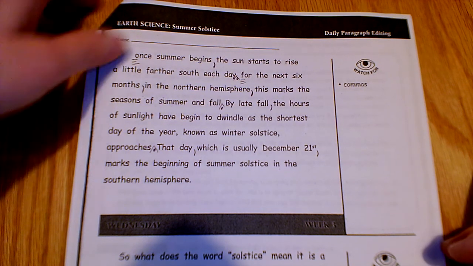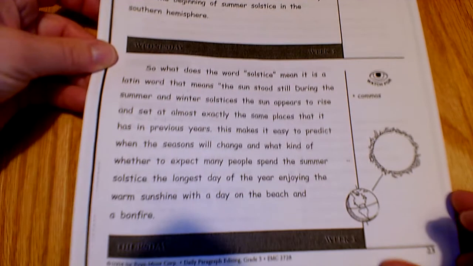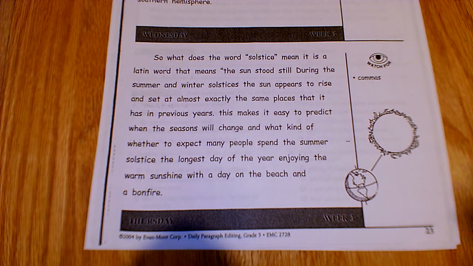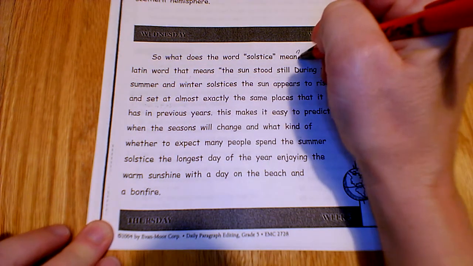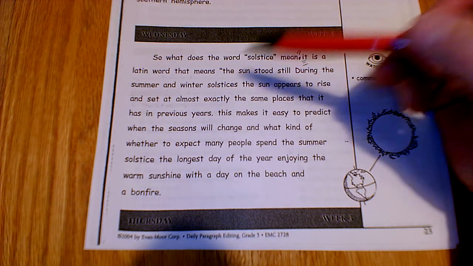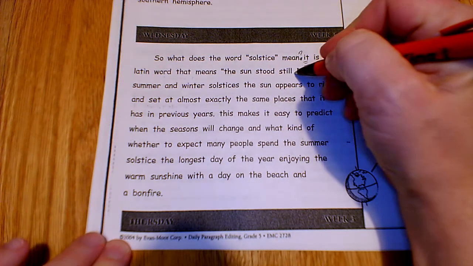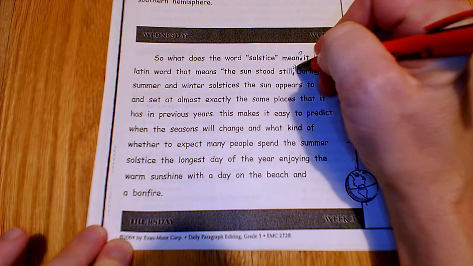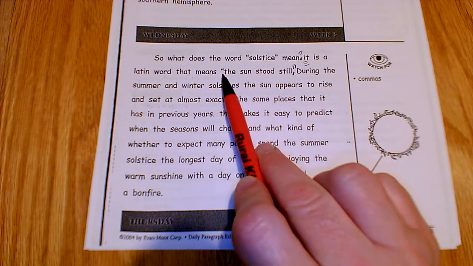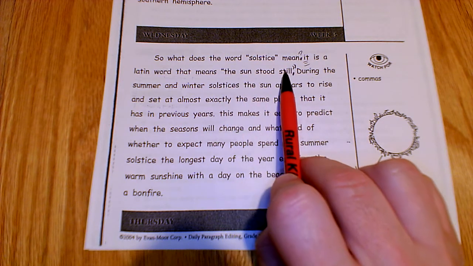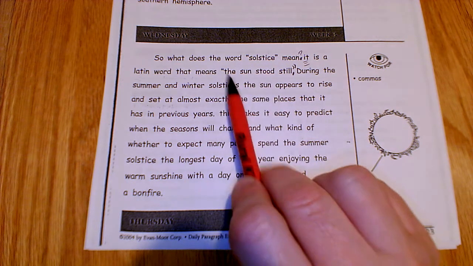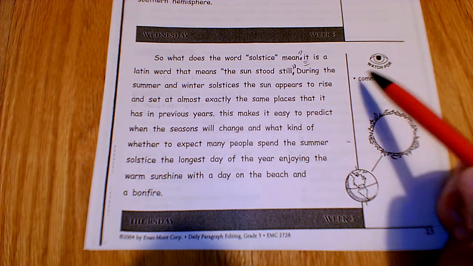The bottom section is the end of this essay. So what does the word solstice mean? Question mark, capital. It is a Latin word that means the sun stood still, period. Now we're going to put quotation marks here, not because someone is talking, but because they're trying to draw attention to this phrase, which is telling what this word means. So we're setting apart these words as special.